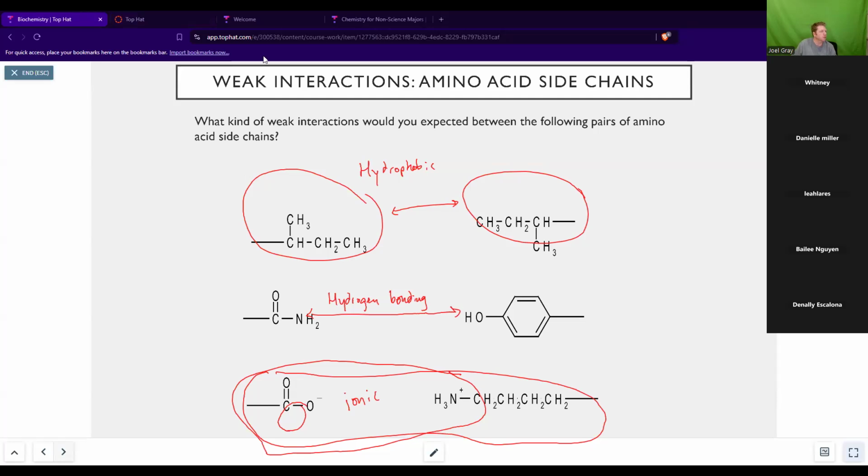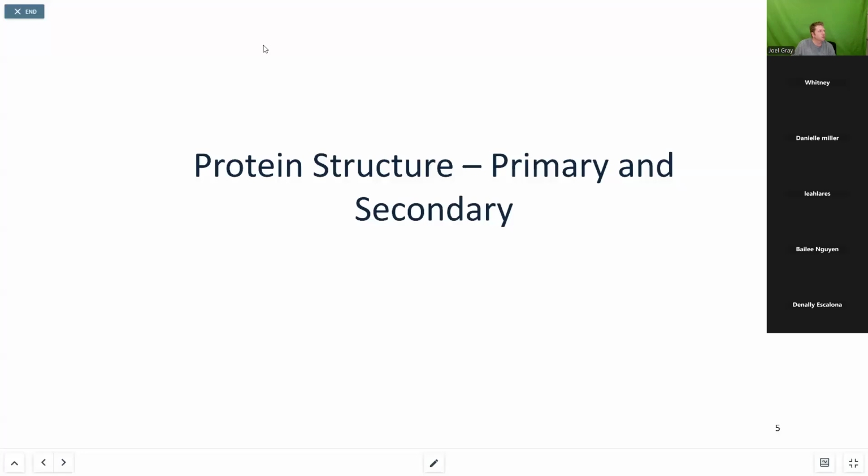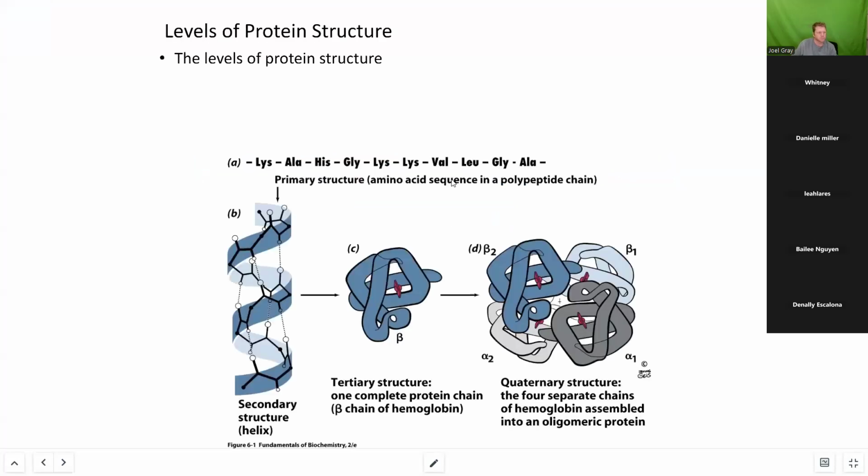Okay, so next up is unshare or unpause. Now we're talking about protein structure, primary and secondary structure. So we've got protein structure and different levels of protein structure. This visual down at the bottom, I think, really does a great job of illustrating it because we've got different levels, or our progression.